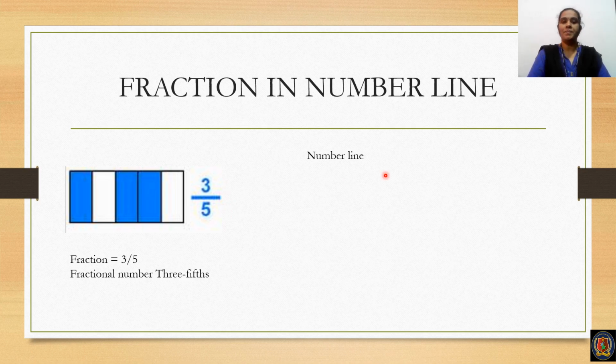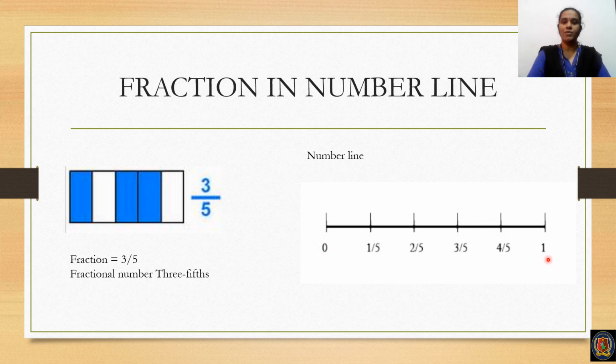Let us see how to represent the same fraction in a number line. Totally we have 5 equal parts, so the number line will be divided into 5 equal parts. 0 here and 1 whole and 5 equal parts. The first part is 1 by 5, 1 out of 5. The second is 2 by 5. Third is 3 by 5. Fourth is 4 by 5 and 1 whole, nothing but 5 by 5.